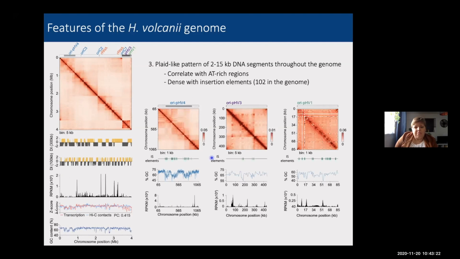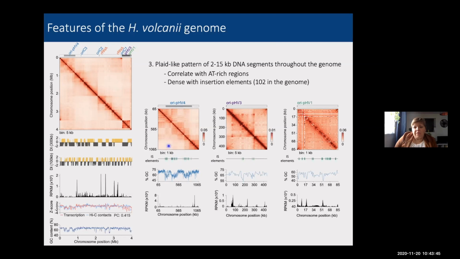And you can see it much better when we look at the smaller chromosomes and the integrated PHV4 chromosome, and we zoom in. So you can see that where you have these plaid patterns, they correlate with regions that are more AT rich. And interestingly, there's a lot of insertion elements in the genome. So we can see that these AT rich regions are dense with these IS elements.